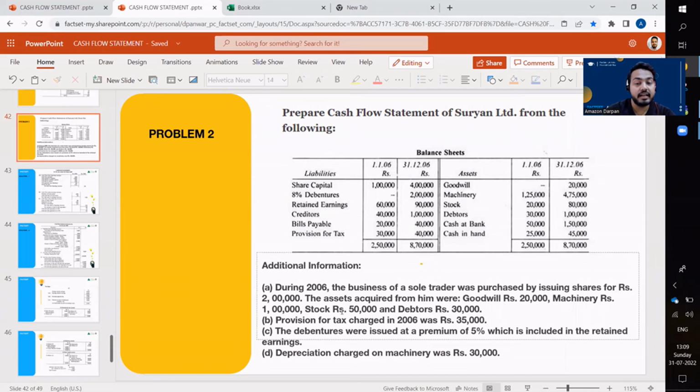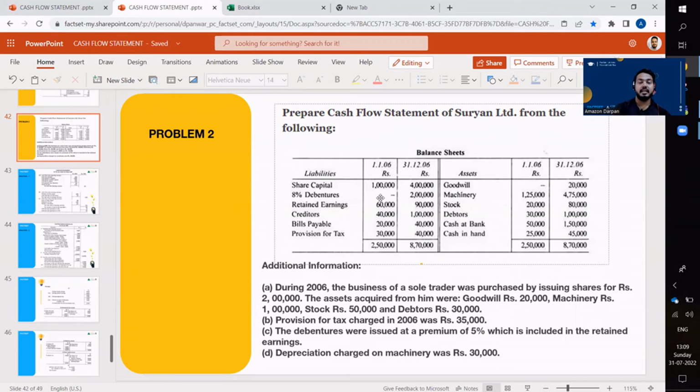And we also have to check again whether there is any additional information regarding debentures. So here there is no information, because goodwill, machinery, stock, debtors, all of them we have checked. Provision for tax we have done. Point C we have to see: debentures were issued at a premium of 5%, which is not included in the retained earnings. Whenever debentures are issued, either they are issued at discount or at premium. If they are issued at premium, it means people are paying you extra money for the same amount of debentures.